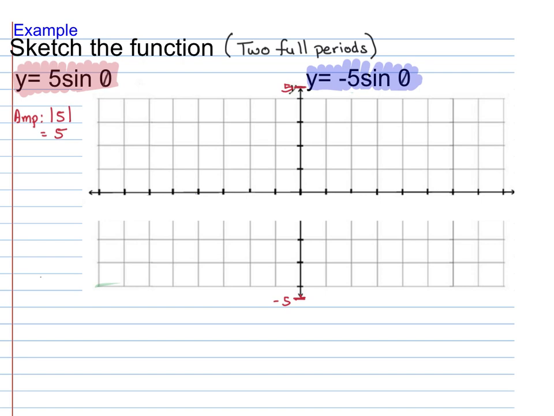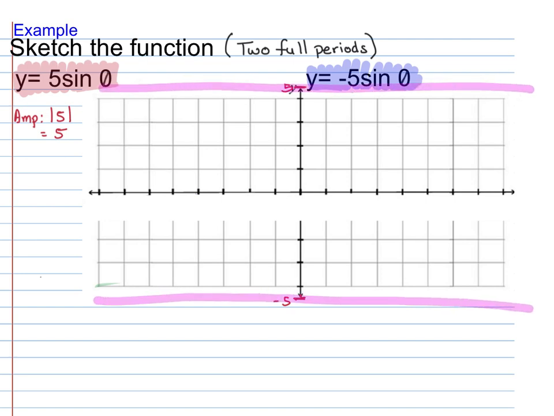So that means the amplitude for both of these functions is going to be 5, from here to here. That means our sine functions are going to be in between these. I should probably have used a smaller number that fit my graph, but I didn't. The next thing you're going to do is figure out direction.